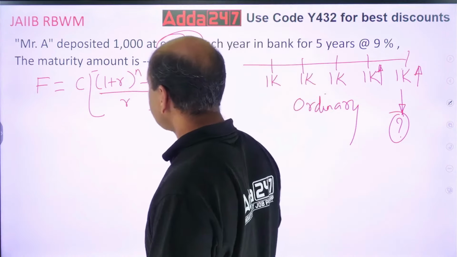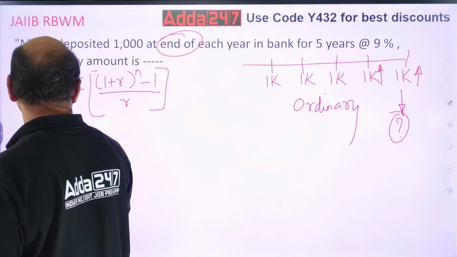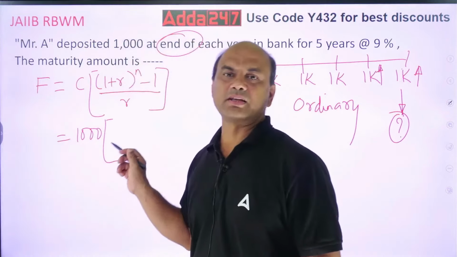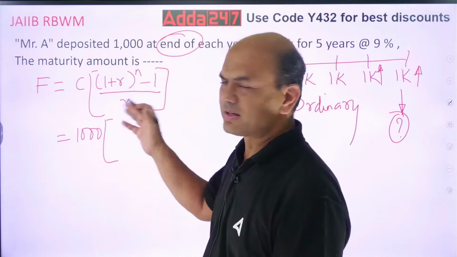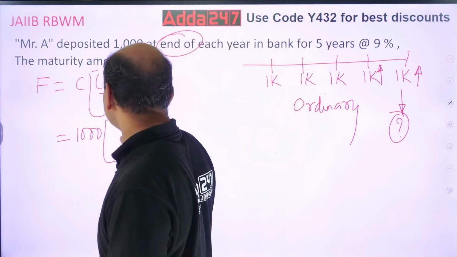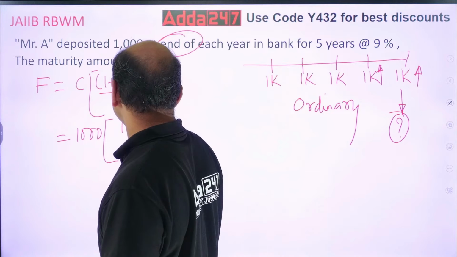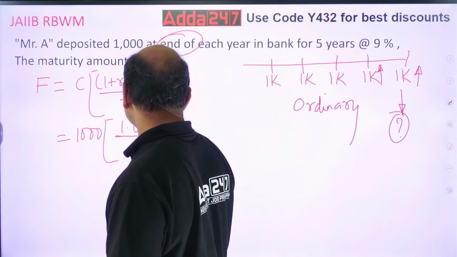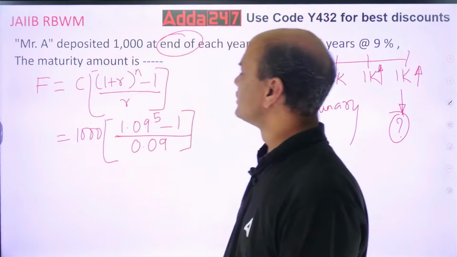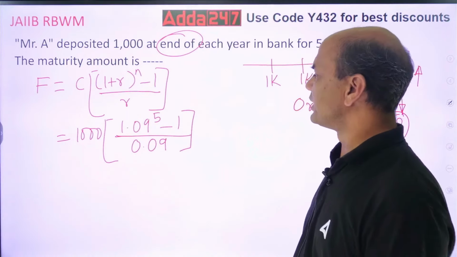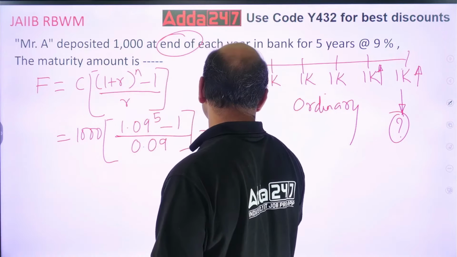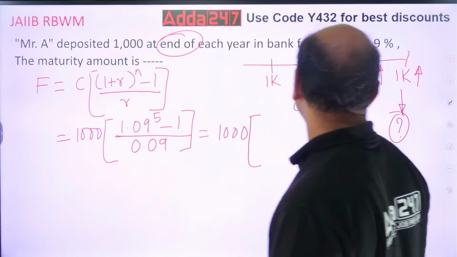So that is equal to 1,000 into, now directly I'll write it, because we are getting the same figure as the earlier problem. So 1.09 raised to 5 minus 1, the whole upon R. R is 9%, 0.09. So 1000 into 1.09 raised to 5 minus 1, the whole upon 0.09. Got it? So everyone solve this now. This answer you have already got in the earlier problem.